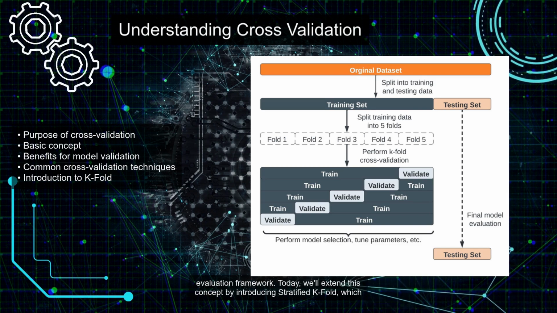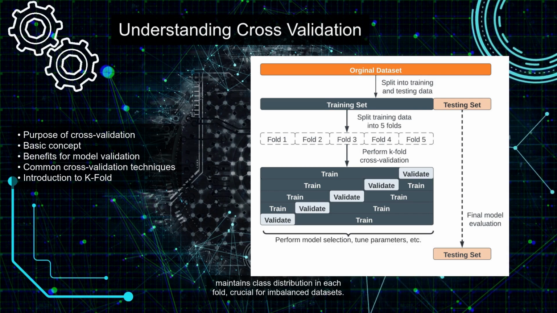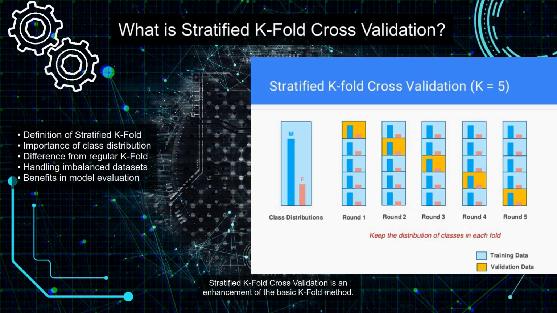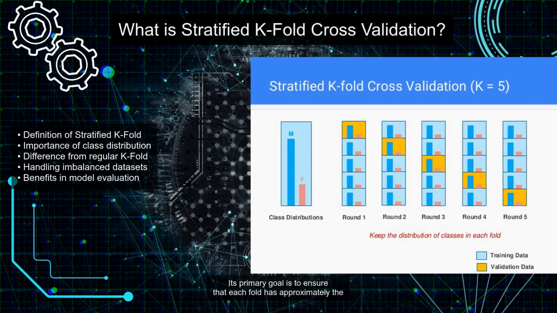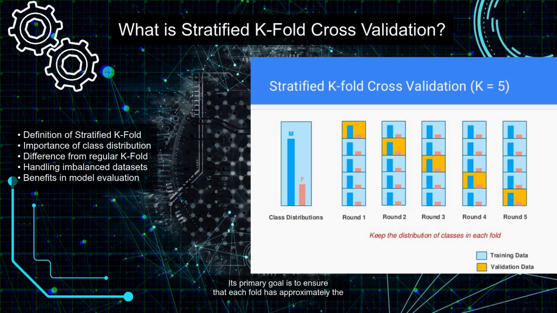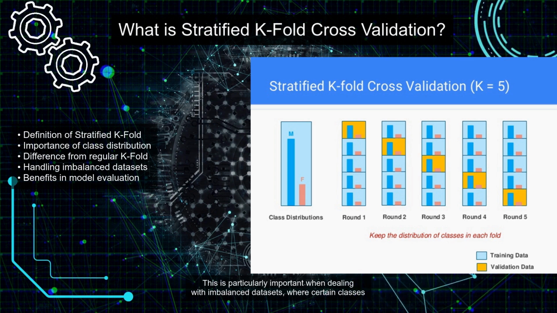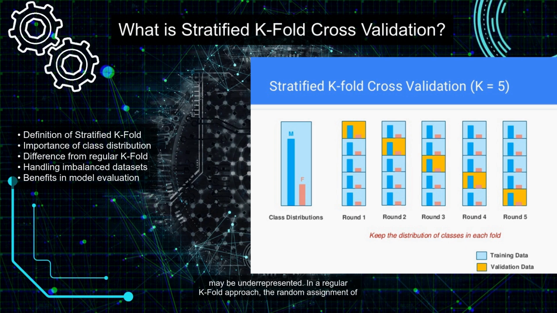Today, we'll extend this concept by introducing stratified K-fold, which maintains class distribution in each fold, crucial for imbalanced datasets. Stratified K-fold cross-validation is an enhancement of the basic K-fold method. Its primary goal is to ensure that each fold has approximately the same percentage of samples of each target class as the complete set. This is particularly important when dealing with imbalanced datasets, where certain classes may be underrepresented.